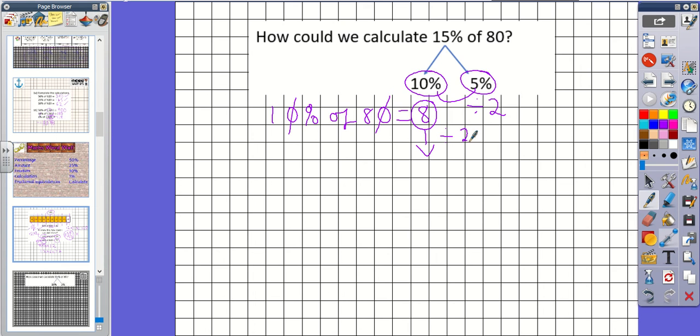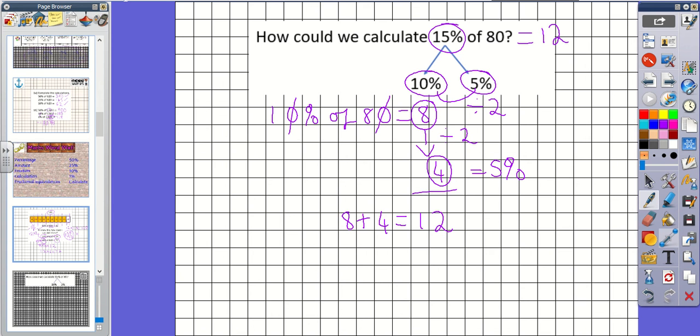I need to divide by 2, which would equal 4. Now my answer isn't 4 because 4 is just 5%. I need to find out 15%. So I need to do 8 add 4, which would give me 12. So 15% of 80 is 12.